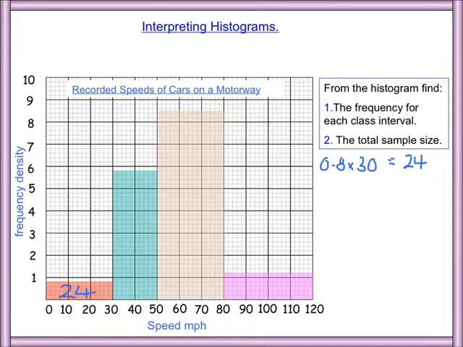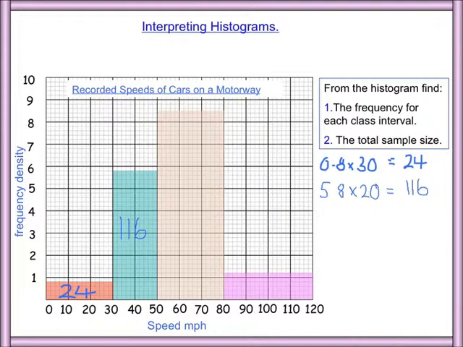The next one, that's got a height of 5.8 and a width of 20. So it's got to be 5.8 times by 20. Well, 5.8 times by 10 would be 58, so I can double that to get 116. So that must represent 116 people.